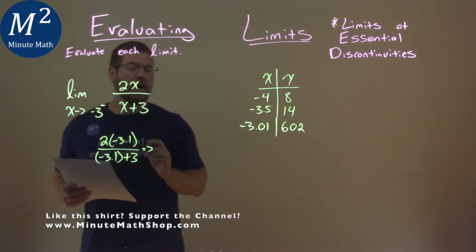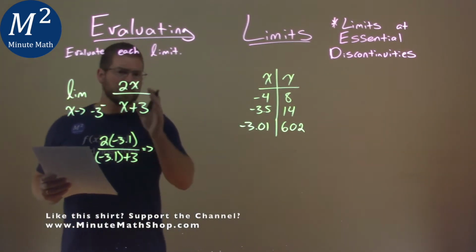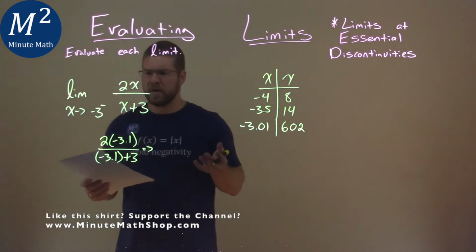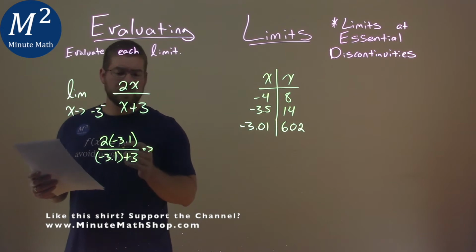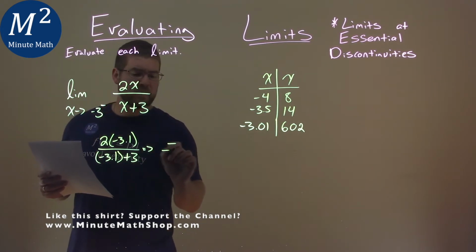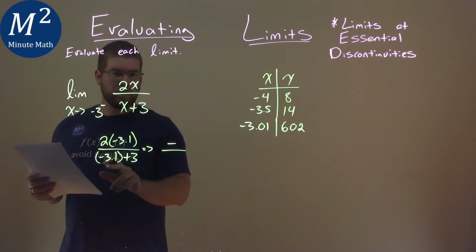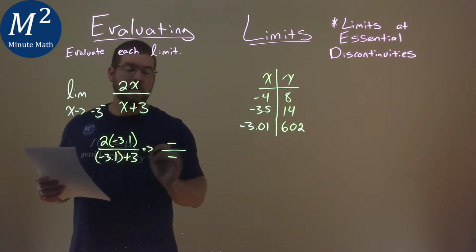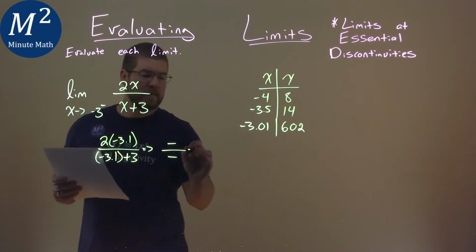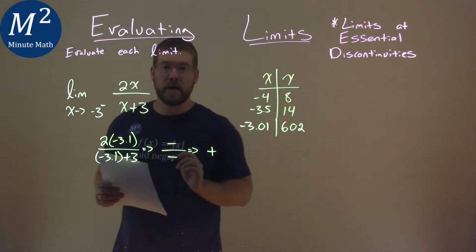And all I'm caring about here is, well, we know it's going to go to infinity, but is it positive or negative? I'm caring about whether the final result is positive or negative. Well, the numerator, 2 times a positive times a negative is a negative. Negative 3.1 plus 3 comes out to still be a negative value. And a negative divided by a negative is a positive.